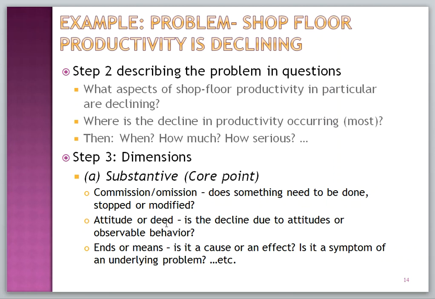Or is it something related to actions, deeds, or something before actions, like attitude, right? So is the decline due to attitudes, because we are happy, because we are sad, because we are anxious, or is it something related to some behavior, not related to attitude? Do we have ends and means, situation, cause and effect, symptom and a disease behind that symptom or not? So these are 3 things we investigate in order to better understand the substantive dimension of the problem of productivity declining.